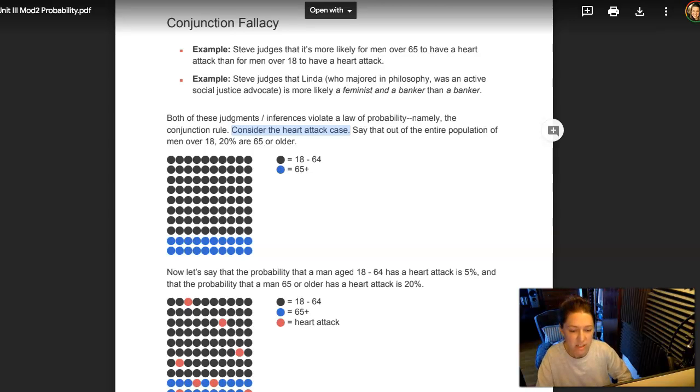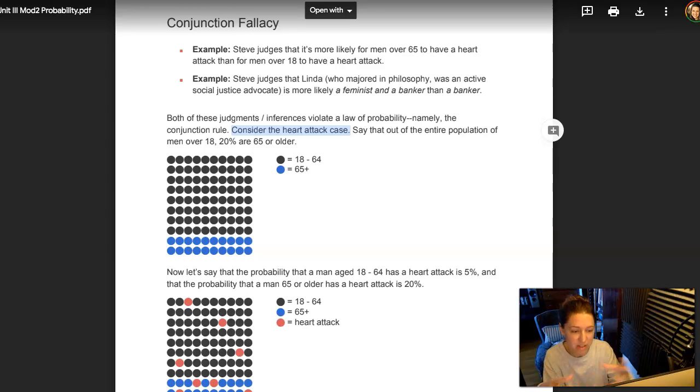The basic idea is for any two independent outcomes, so things that aren't themselves related, one doesn't make the other more likely or less likely. For any two outcomes or events, it is not going to be more likely that both of them happen than just one. It might be equally likely that one or both, but it's never going to be more likely that both happen than just one.